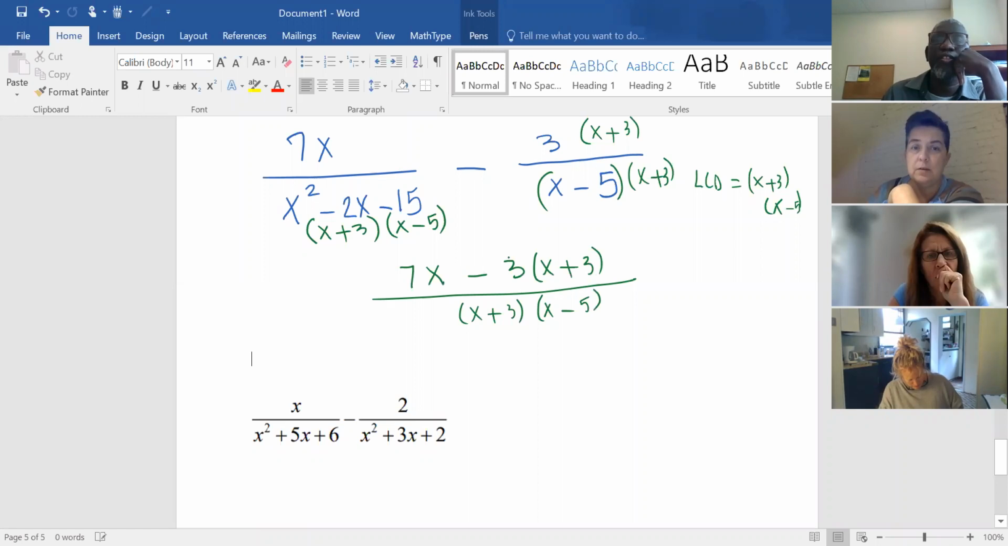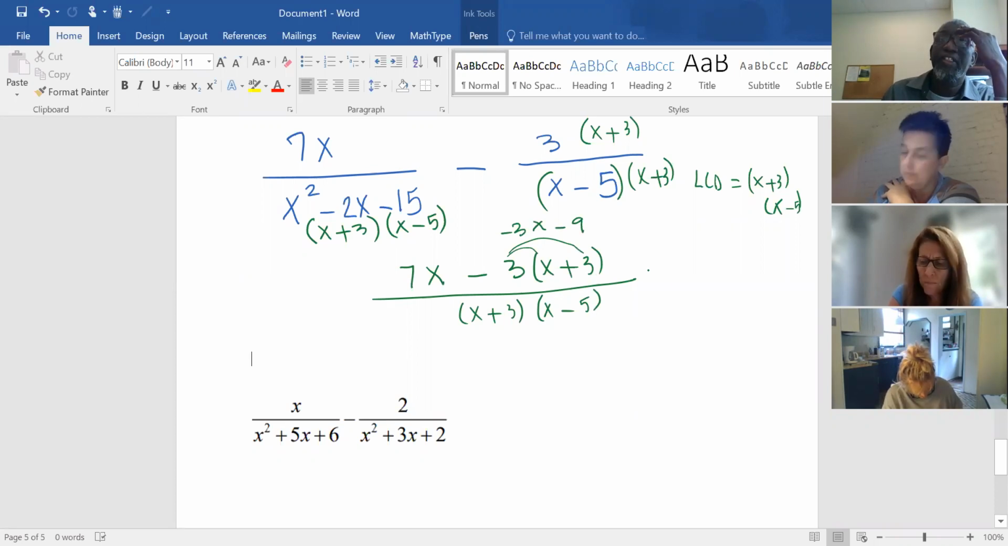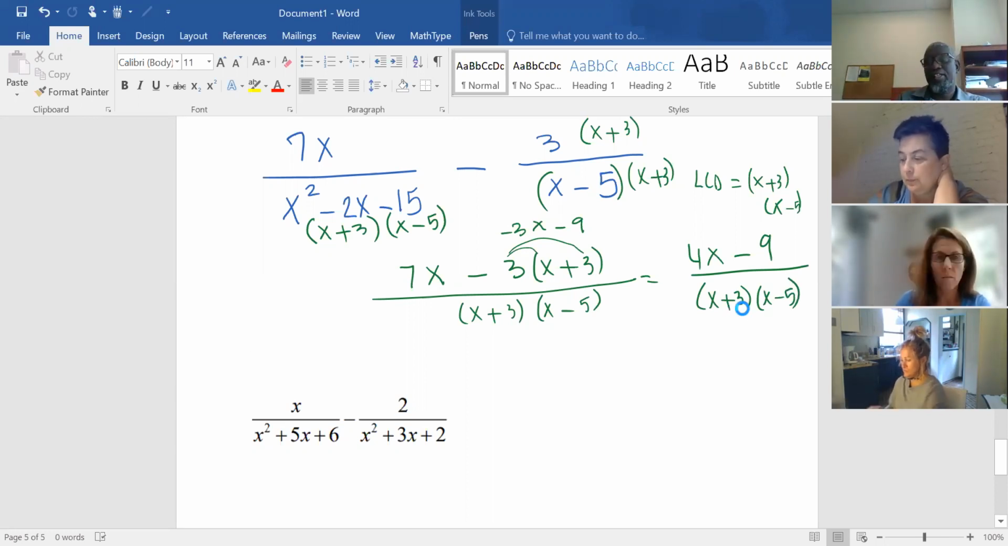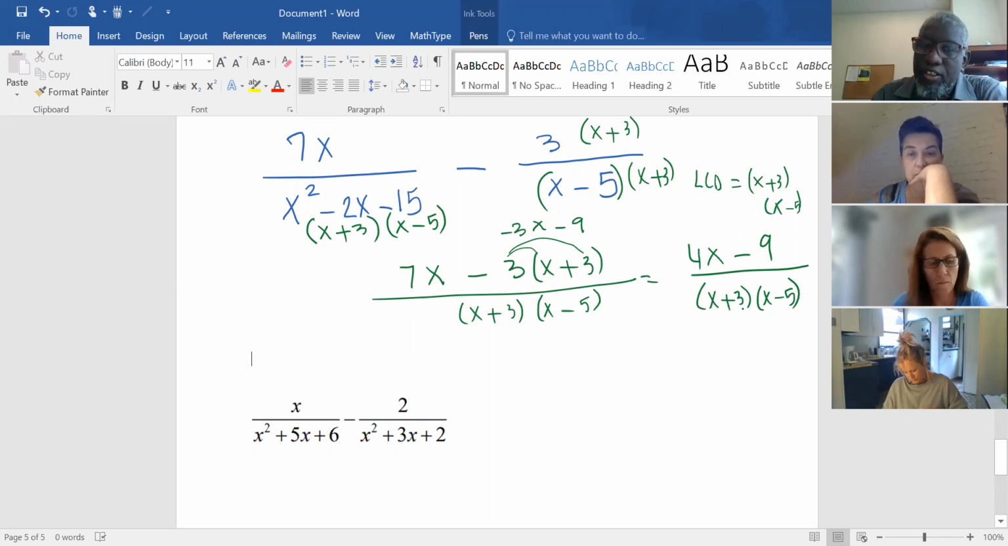Yep. And then you did what? And then I multiplied x times 3 and negative 3 times positive 3. Yes, it's a negative 3x minus 9, right? And then you group the like terms. It'll be 4x minus 9 over x plus 3 times x minus 5. Thank you very much. You see, that's how we add fractions, okay?